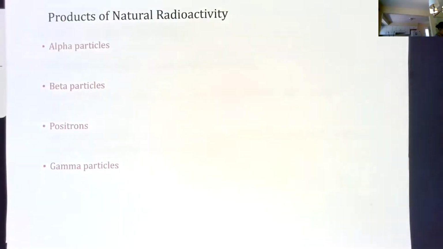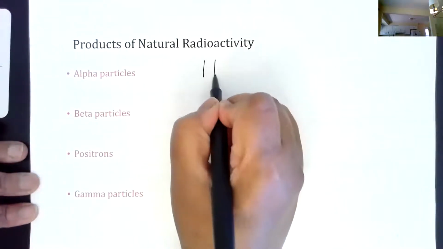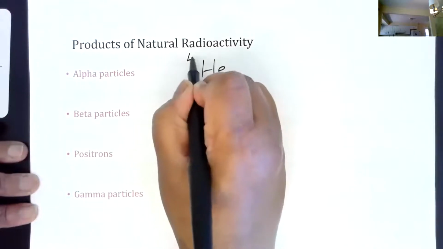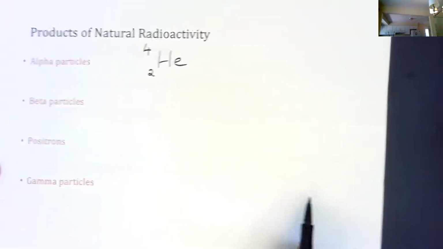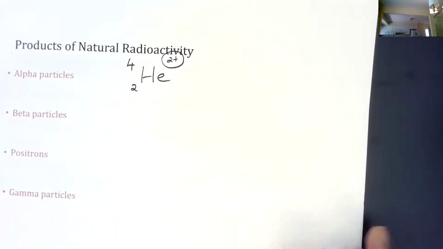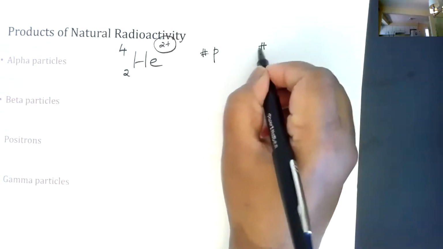Now I'm going to elaborate on this a little bit more so it sinks in. Alpha particles. Do you know the symbol now? Okay. So how many, and this is a 2+ charge, which is not shown. Okay, that's why the circle. So how many protons? How many neutrons?